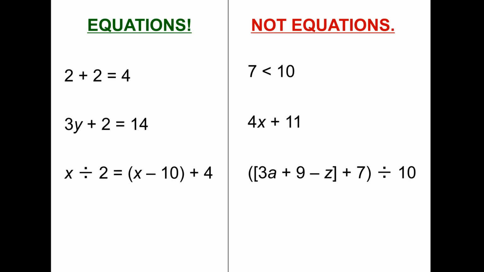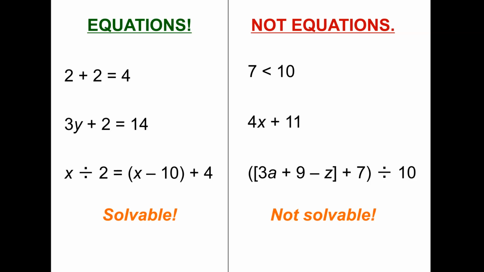Quantity 3a plus 9 minus c, quantity plus 7n, all divided by 10, it looks complicated, but ultimately we can't solve it. We can't figure out what a and z are worth because we don't know what that expression is equal to. There's no equal sign. Everything on the left is solvable because there's an equal sign. Things on the right, not solvable.